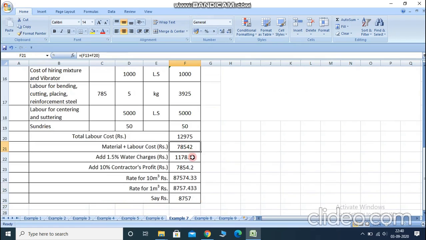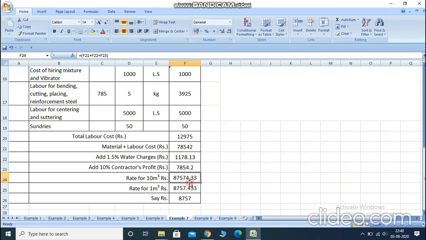Now here in RCC work water is required, so we include 1.5% as water charges. So 78,542 multiplied by 1.5%. We got the answer 1178.13 rupees. Now we include the 10% contractor profit. So 78,542 multiplied by 10%. We got the answer 7,854.2 rupees. Now the total rate for the 10 meter cube is the summation of 78,542 plus 1178.13, then after 7,854.2.